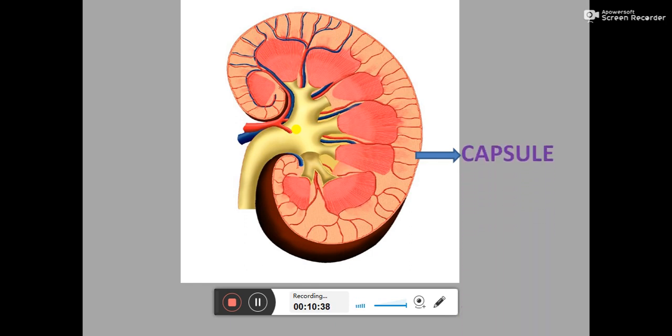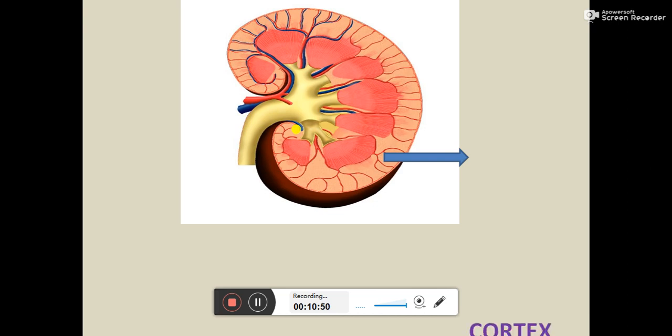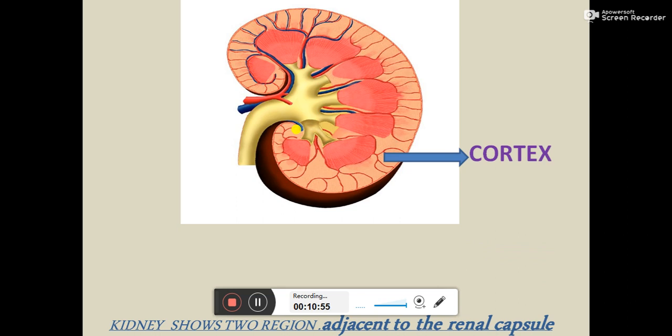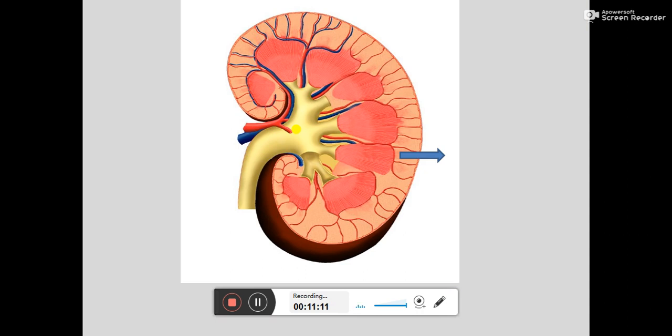The whole kidney is enclosed with a fibrous membrane that is called the capsule. The fibrous membrane of the kidney is called the capsule. And the cortex. We can find two regions in the kidney. The region adjacent to the renal capsule is called the cortex. This part is also made of blood vessels and muscular tissues.